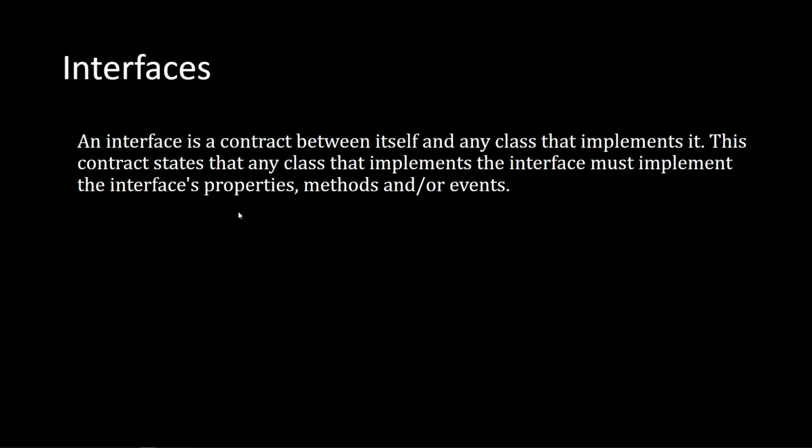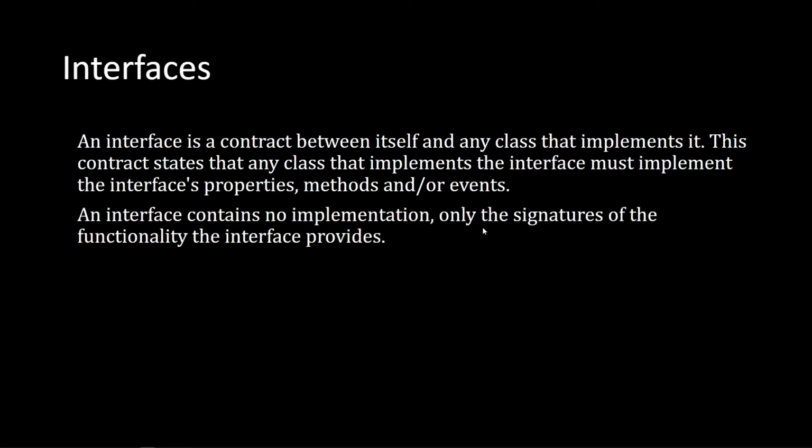So the other thing we're going to add now, we're going to talk about interfaces. Interfaces seem like a class that you might derive from, but it's not actually a class. It is an interface. An interface is a contract between itself and any class that implements it. This contract states that any class that implements that interface must implement the interface's properties, methods, and/or events. An interface contains no implementation at all. It's basically a signature. These have signatures of the functionality that the interface provides.